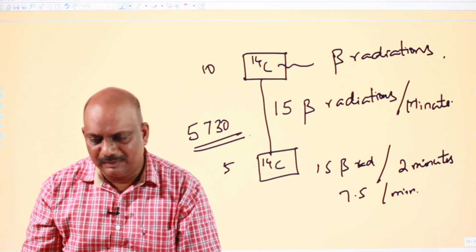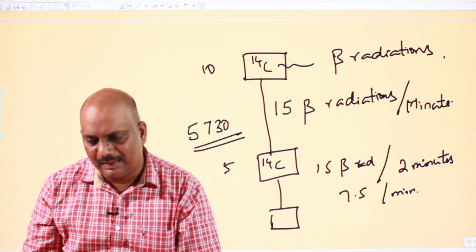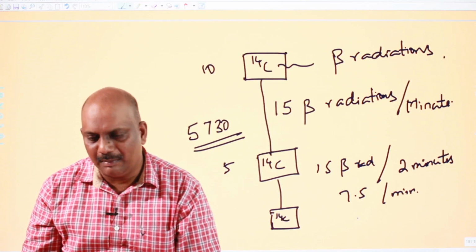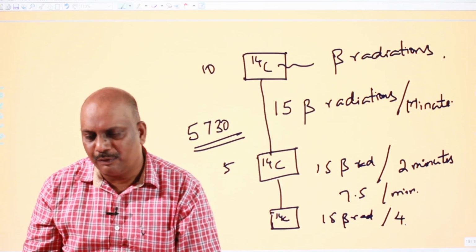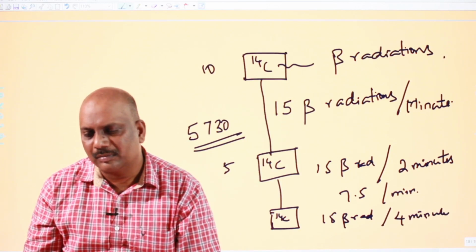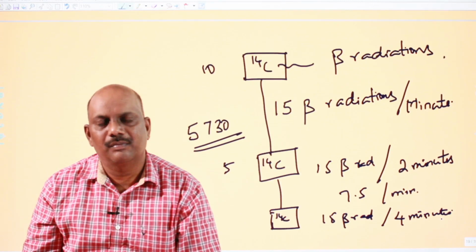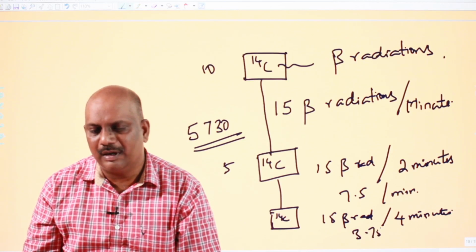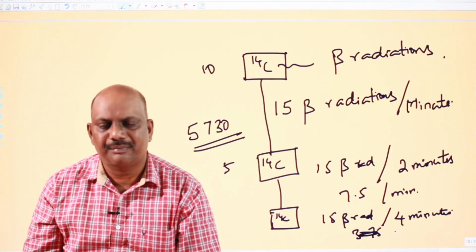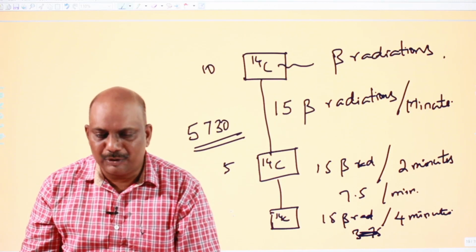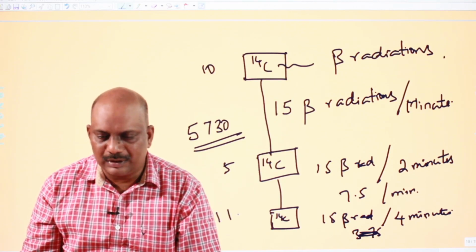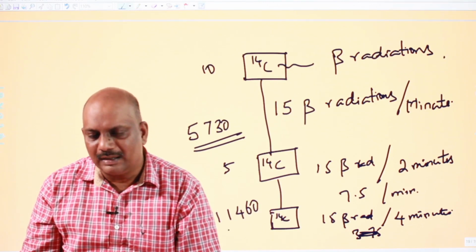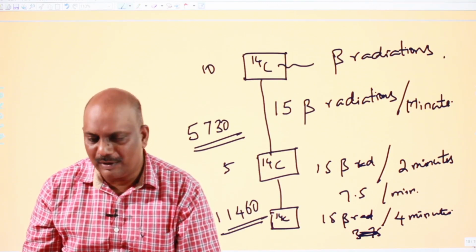Suppose they have taken some other sample where the 14C emits 15 beta radiations in 4 minutes, or some 3.75 in 1 minute. It means this sample should be 11,460 years old. Got it? Now can you understand? So, the fresh one.